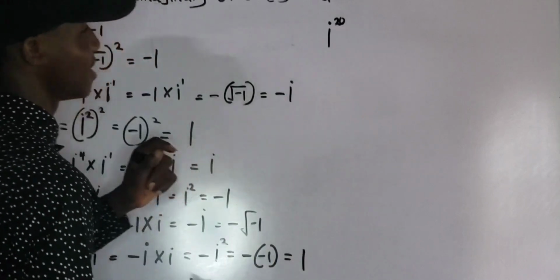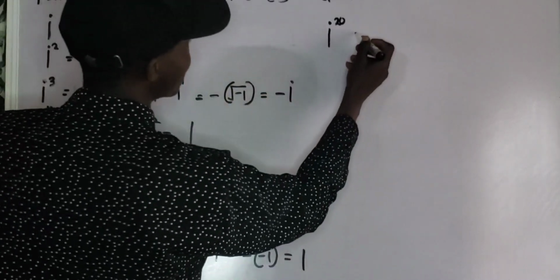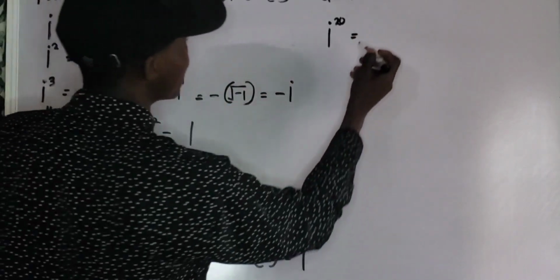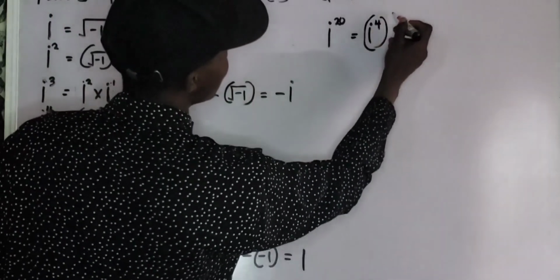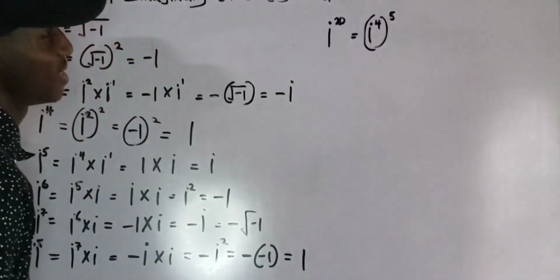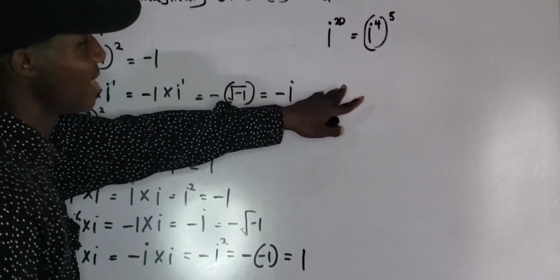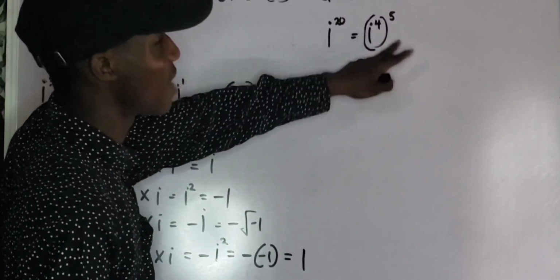Can you attempt this? If you want to attempt this, don't forget that i raised to the power of 20 can be expressed as i raised to the power of 4, all into bracket 5. Do you understand what I did here? By the time I expand this, I'm going to have i raised to the power of 20.